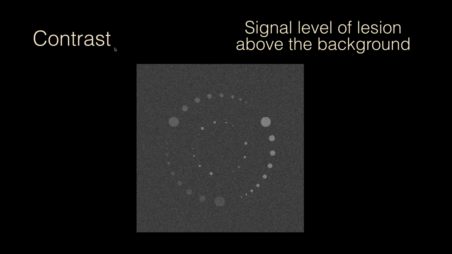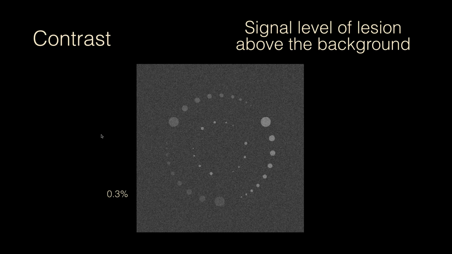So first, we talk about contrast. Contrast is one of the most important things in a system, and the basic definition of contrast is the ability for us to see the signal level of a lesion, for instance, above the background. So in a nice uniform background, for instance, you could have different contrast lesions, and these lesions also could be of different size.